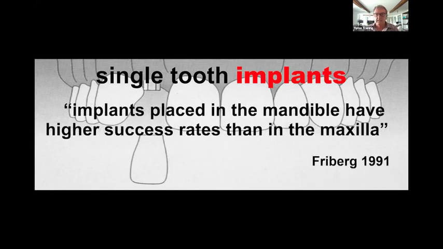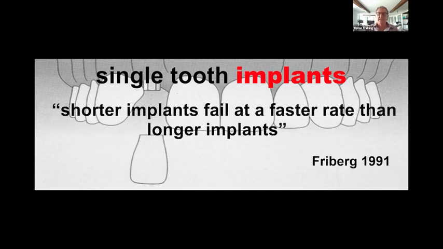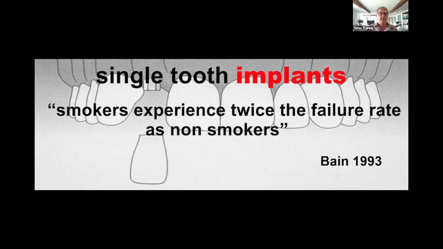Again, implants into the mandible have a higher success rate than those in the maxilla. Shorter implants fail at a faster rate than longer implants. Smokers have more problems with success rates than non-smokers. So again, as we're building up this picture of whether we should go with adhesive bridge work, conventional bridge work, or implant work, we have to start looking at many variables. And those variables can be not only aesthetics, but how much is the bone volume there? Is it going to be a long implant versus a short implant? What about the patient's habits? Do they smoke, yes or no?